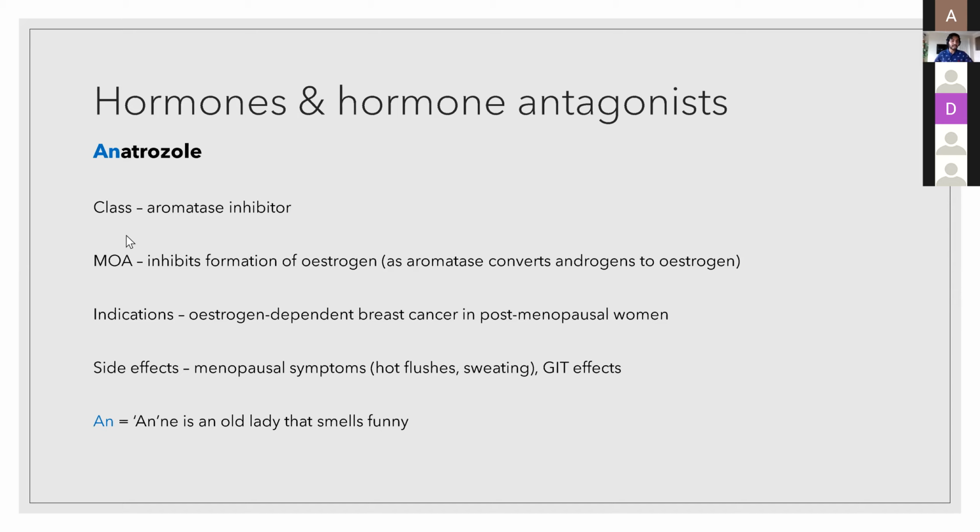Our next drug is anastrozole, which is an aromatase inhibitor. So it inhibits the formation of estrogen because aromatase converts this other hormone, androgens, into estrogen, and it's indicated in estrogen-dependent breast cancer in post-menopausal women, so older women. Same side effects, but with some GIT disturbances as well. And how do we remember it? Well, we're thinking about Anne, who is that old lady down the street that smells funny.